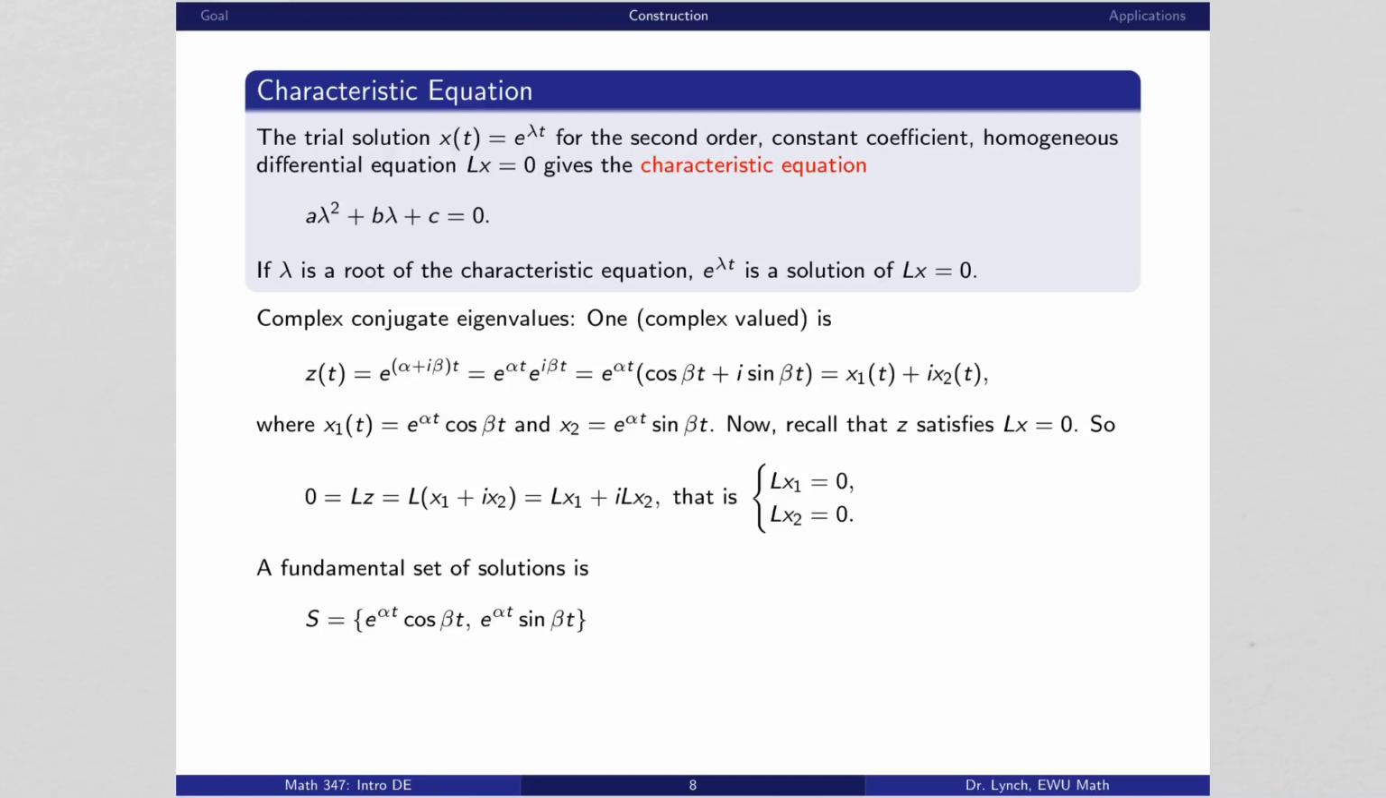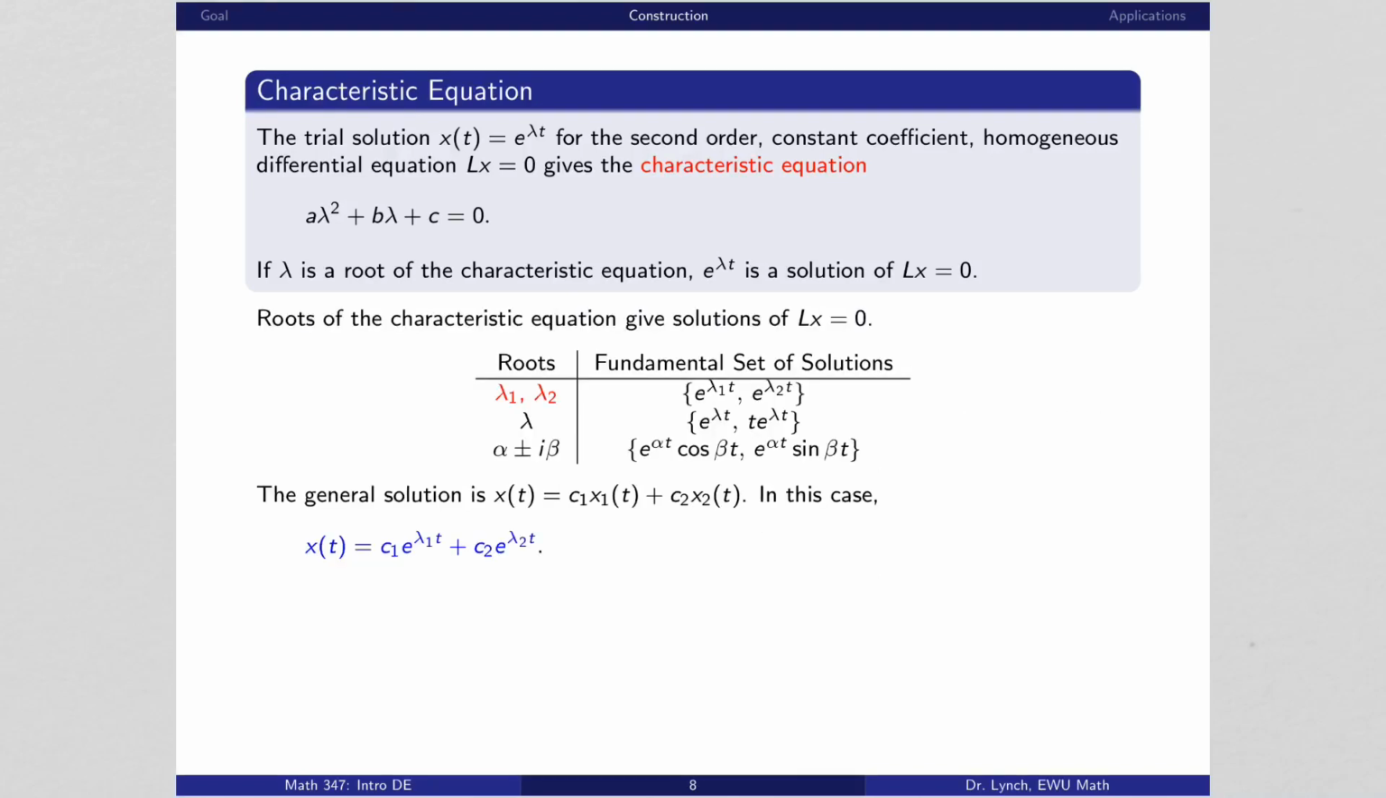We wanted two real valued solutions that are linearly independent. Certainly those functions are not scalar multiples of each other, so they're linearly independent. So those two functions together, e to the alpha t cosine beta t and e to the alpha t sine beta t, form a fundamental set of solutions. Okay, so let's summarize that and write down at the same time the general solution to the differential equation in the case of those different roots.